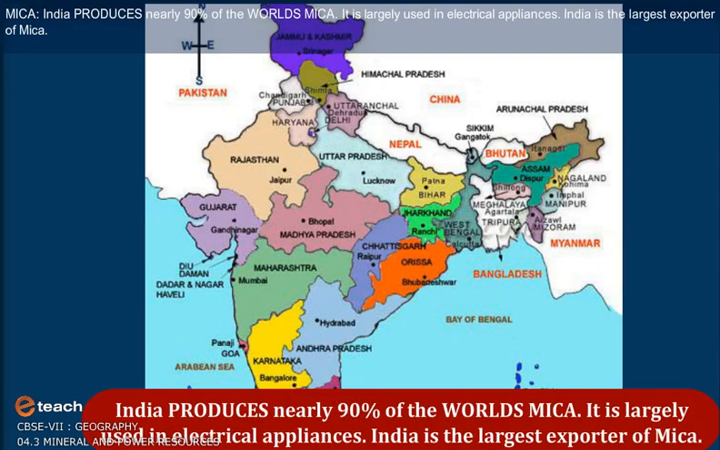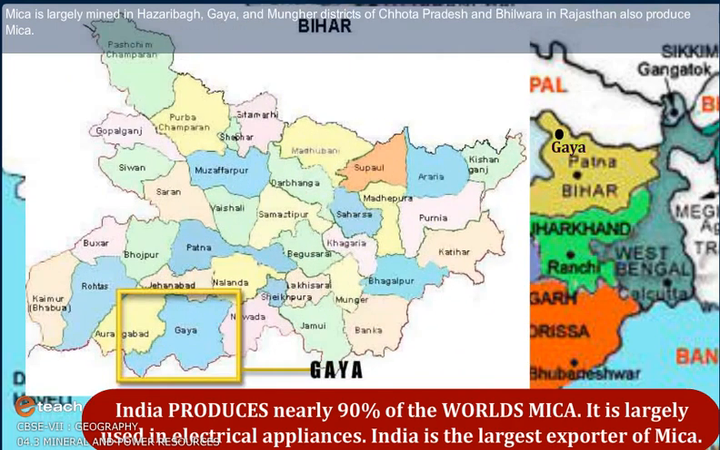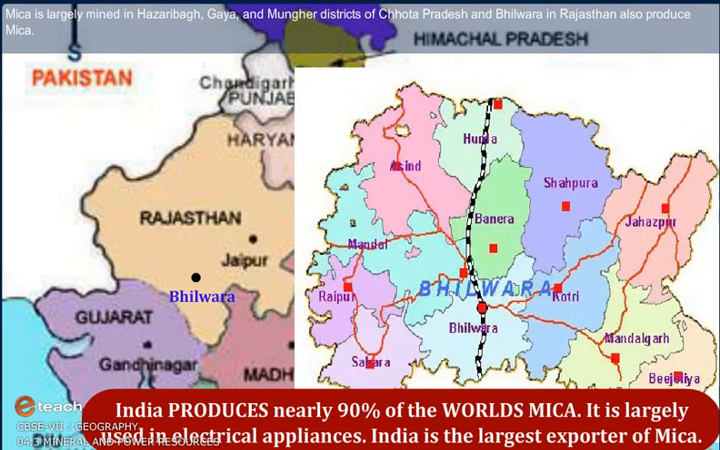Mica. India produces nearly 90% of the world's mica. It is largely used in electrical appliances. India is the largest exporter of mica. Largely mined in Hazaribagh, Gaya and Munger districts of Bihar and Jharkhand. Bhilwara in Rajasthan also produces mica.